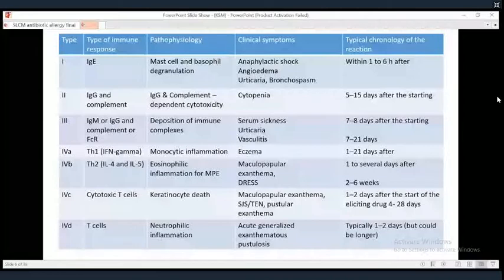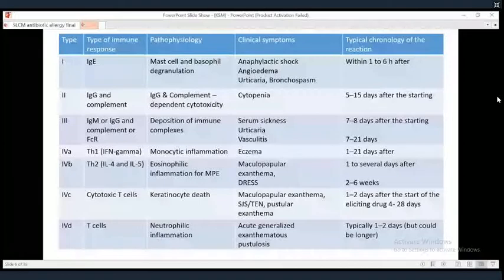Okay, so this again is the immunologically mediated drug hypersensitivity reactions, and type 1 to 3 is mainly due to antibodies, and type 4 is due to cells. So if you take IgE-mediated reactions, examples, patients can present with anaphylactic shock, angioedema, urticaria, bronchospasms, and so on. So generally these occur within 1 to 6 hours after you use the drug.